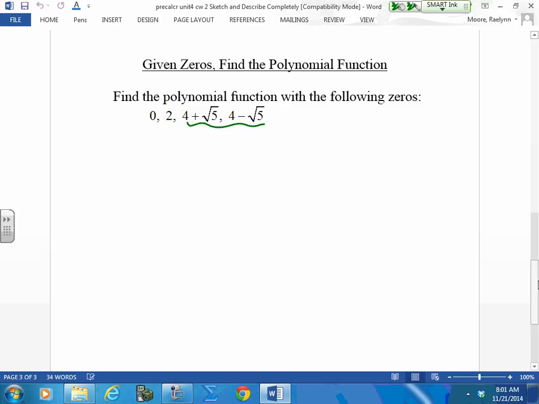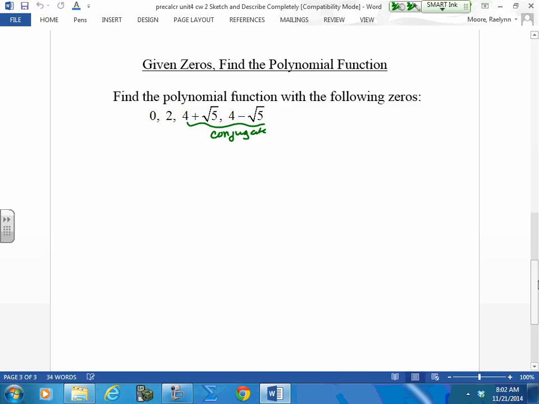They're not imaginaries. They're irrationals. They work like the i. These are called conjugate pairs. These come from your quadratic equation. You know, when you get to the bottom of your quadratic, negative b plus or minus that whole thing, there's your 4 plus or minus radical 5. Those are your conjugate pairs.